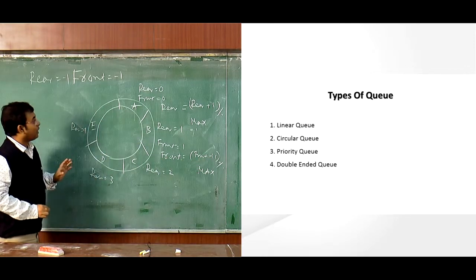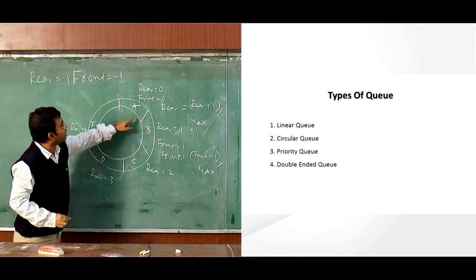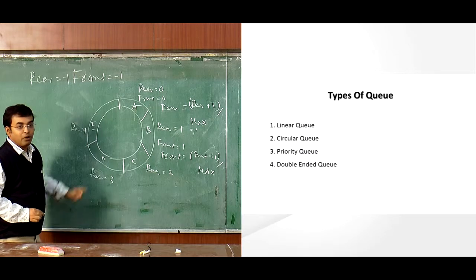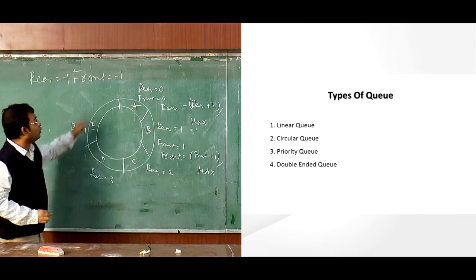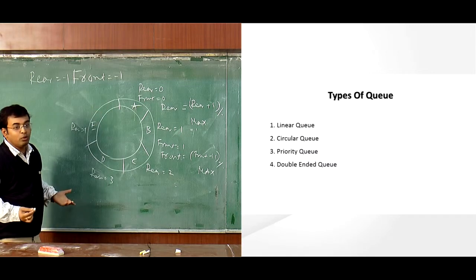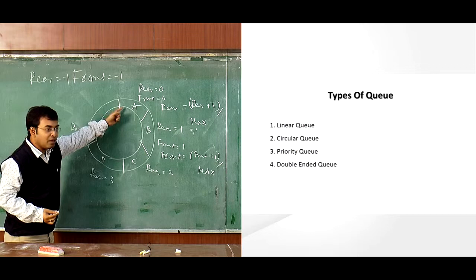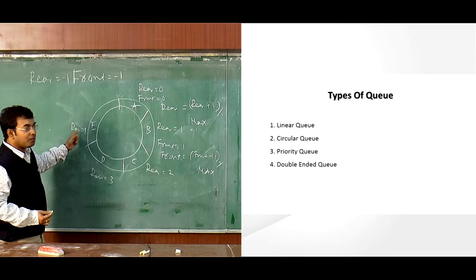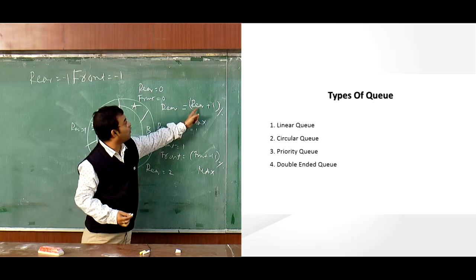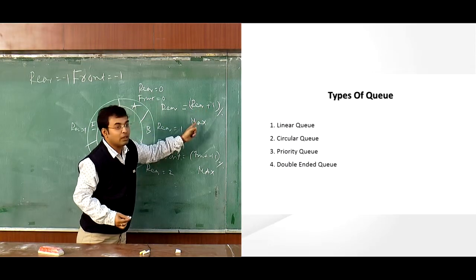So now I will show you how it becomes circular. Now this location is free, no one is there. Now I want to insert another element, let us say F, into this location. What will we do? First you have to check whether this location is empty or not. The value of rear is 4 now. So if you put the value 4 here, then 4 plus 1 is 5, and 5 mod 5 is 0.